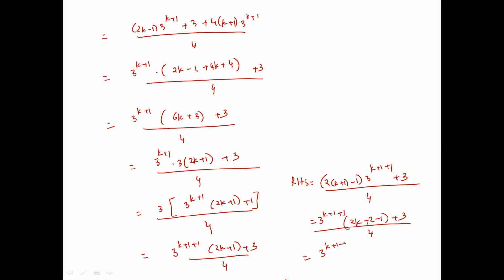or 3 power k plus 1 plus 1 into 2k plus 1 plus 3 by 4. So then looking at left hand side and right hand side answer, now I can say left hand side equal to right hand side. So P of k plus 1 is true, and so by principle of mathematical induction, I can say P of n statement is true for all n belonging to N. If you practice, you can do it faster.